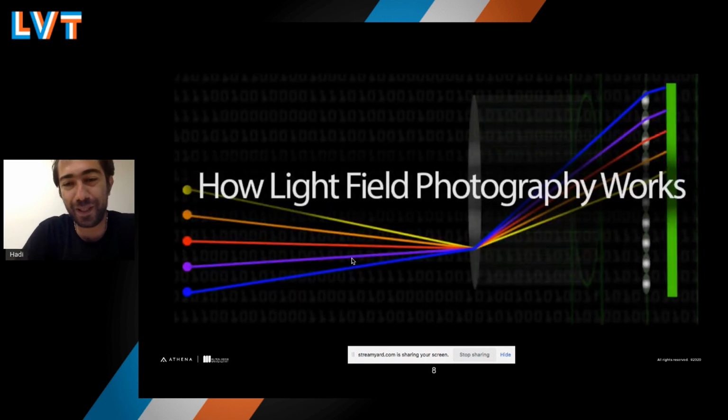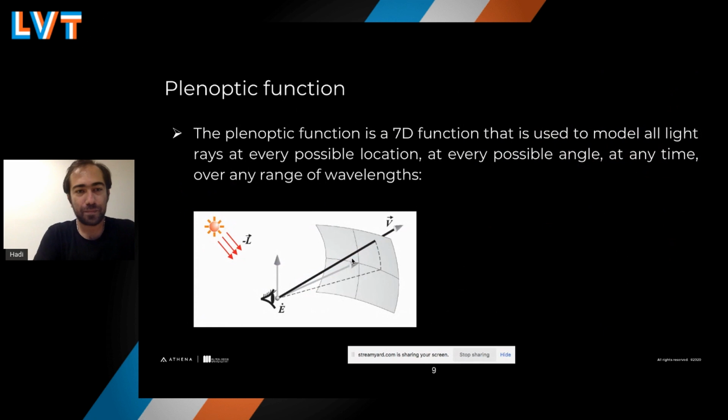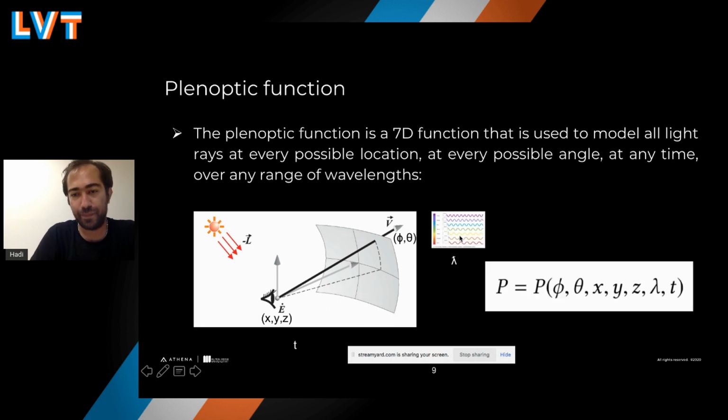So let's see how light field photography works. All of these modalities come from the plenoptic function. The plenoptic function is a 7-dimensional function that is used to model all light rays at every possible location, at every possible angle, at any time, over any range of wavelengths. Then we will have a 7-dimensional plenoptic function, which is quite complex to be processed.